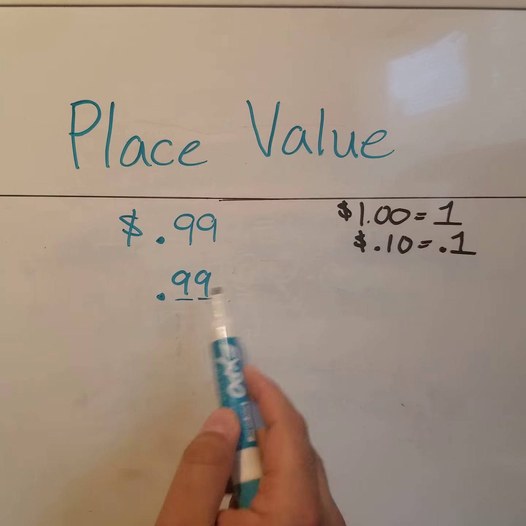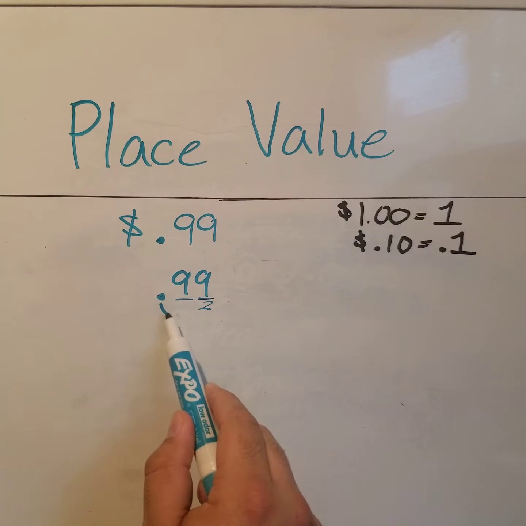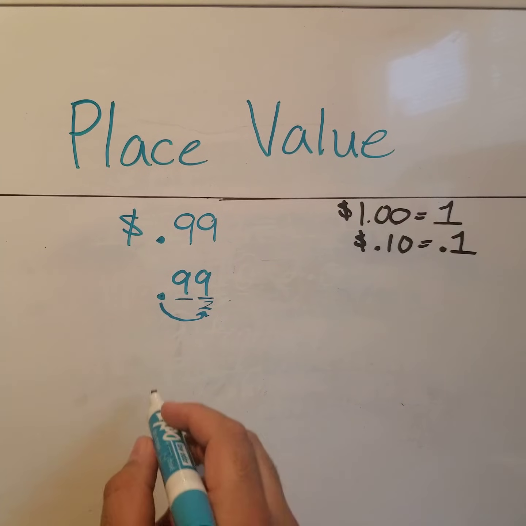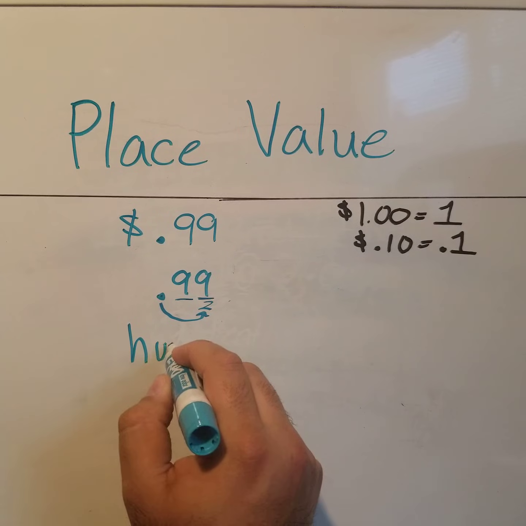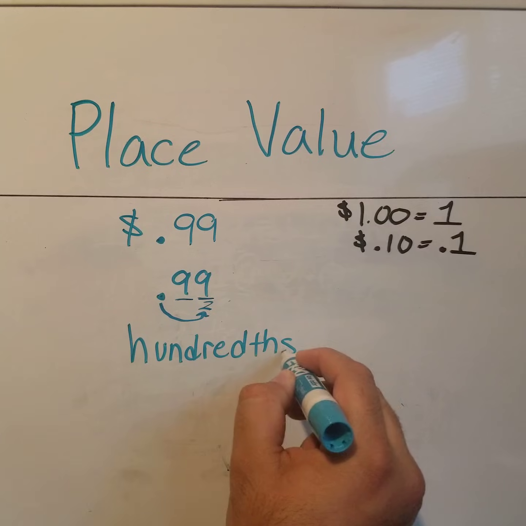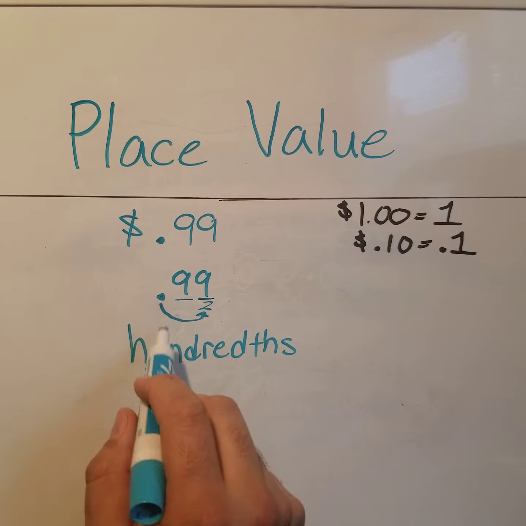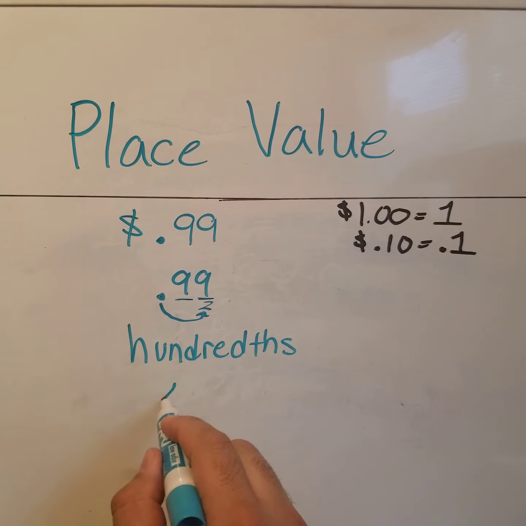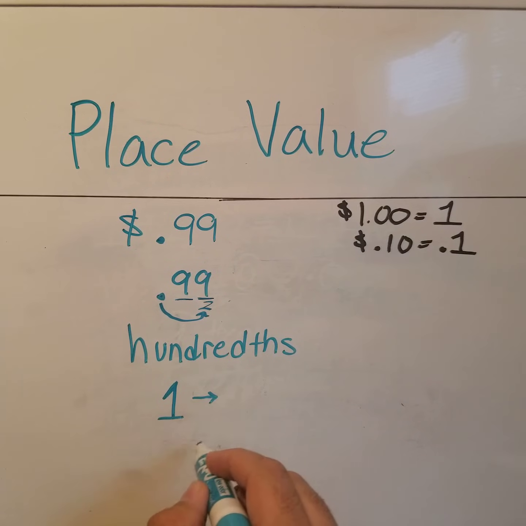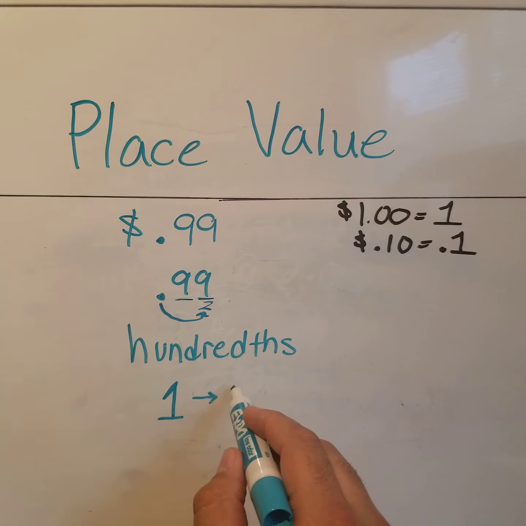So what about this spot right here? What's this second place to the right of the decimal point called? This is called the hundredths spot. So what this is telling us now is if we were to take one whole and convert it to hundredths, we would have 100 parts.